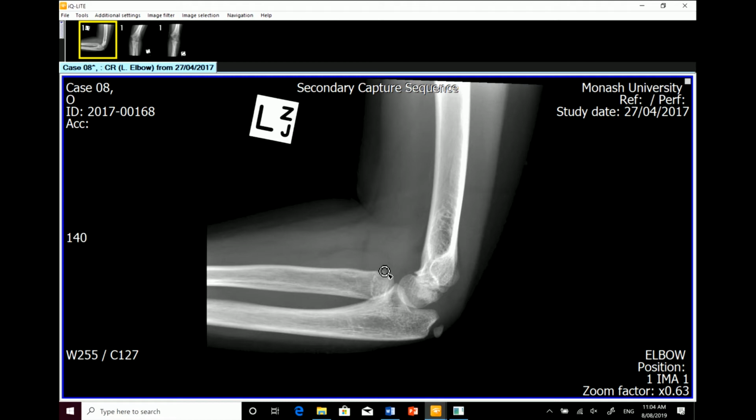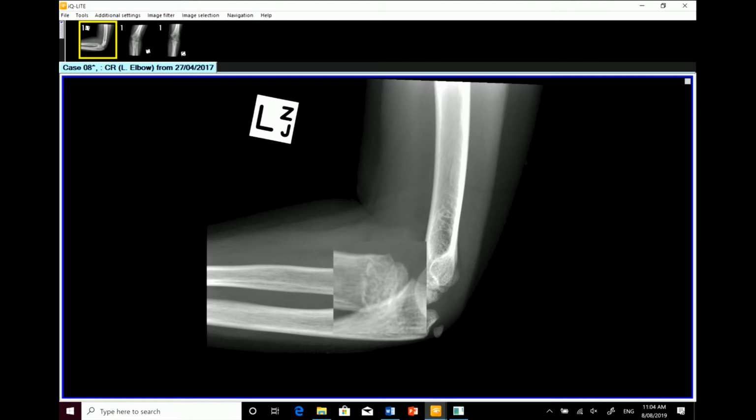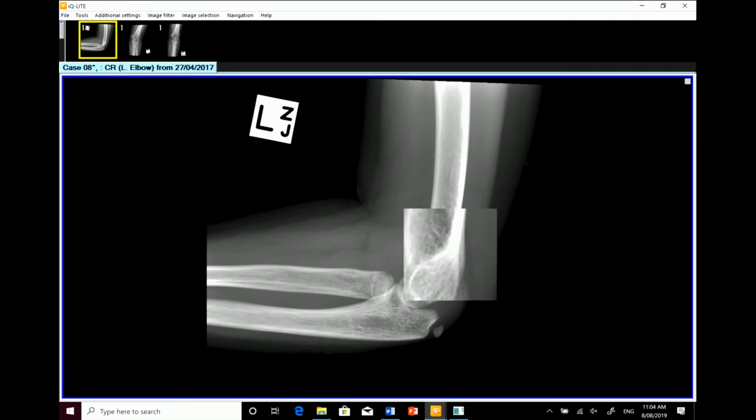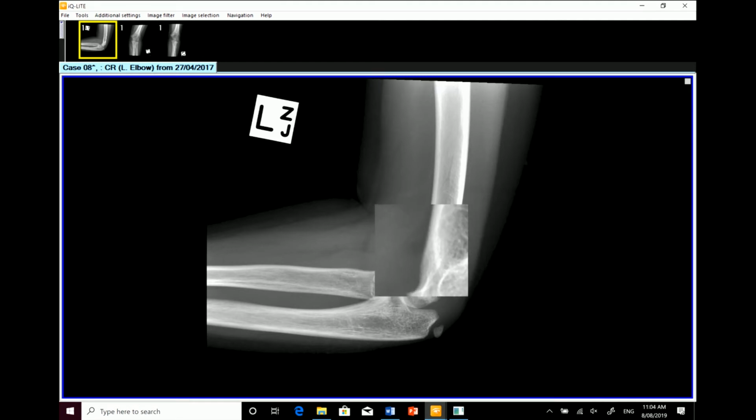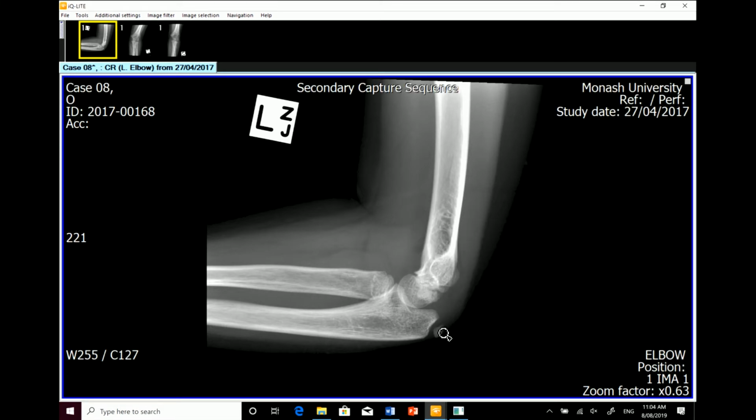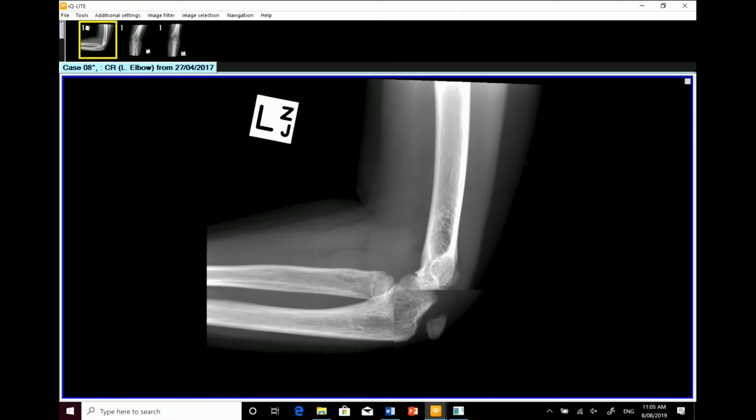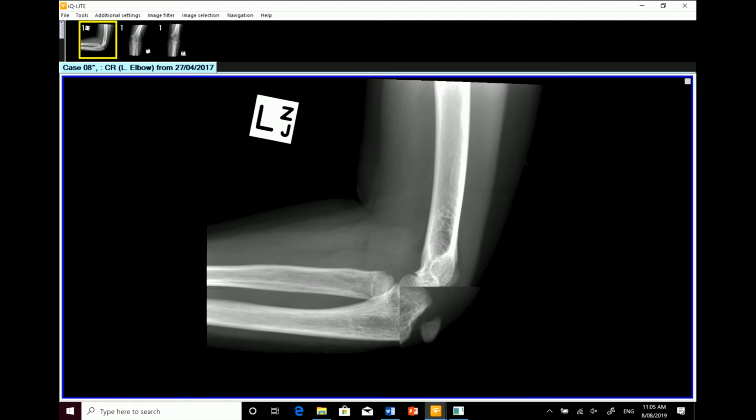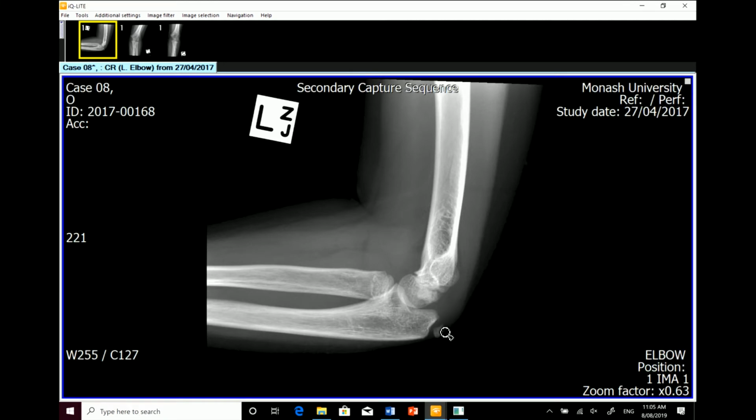On the lateral view, we can see the impacted radial head fracture, but we can also note that there is quite an elevated anterior fat pad, and you can see a slightly elevated posterior fat pad. This is a normal variant. Okay, this is the olecranon. So don't confuse that for an avulsion fracture. Just ask, is this an unfused center?